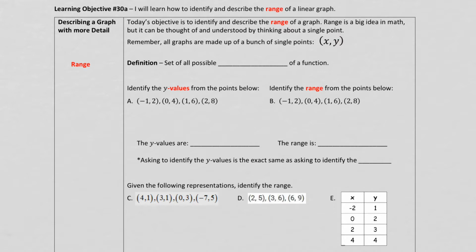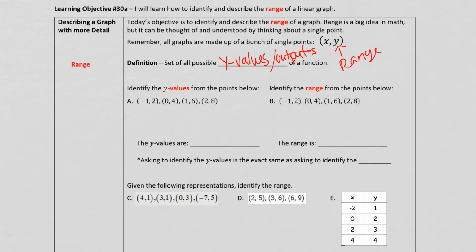So the definition of range is the set of possible y values or outputs. So for range, we're looking at our y. So we're looking at our y value. With domain, we're looking at x. Range, we're going to be looking at y.